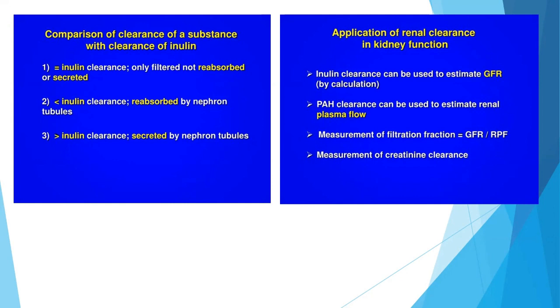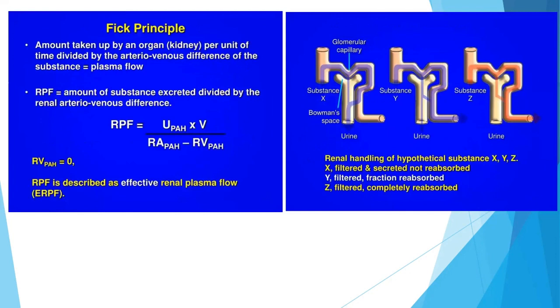So, the application of renal clearance and kidney function. Inulin clearance can be used to estimate the GFR. PAH clearance can be used to estimate the renal plasma flow. The filtration fraction is GFR divided by renal plasma flow. So here you can calculate the clearance of inulin and the clearance of PAH, and then divide them to measure the filtration fraction. The measurement of creatinine clearance somewhat overestimates the GFR of the patient.